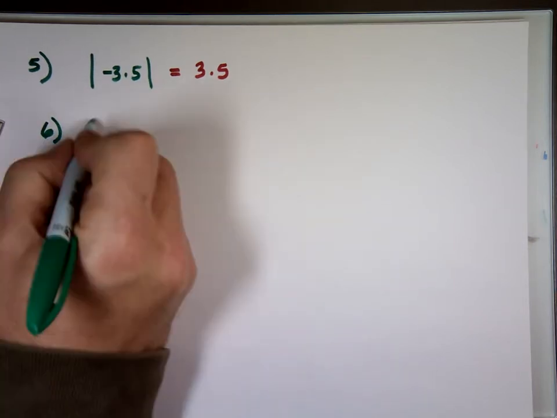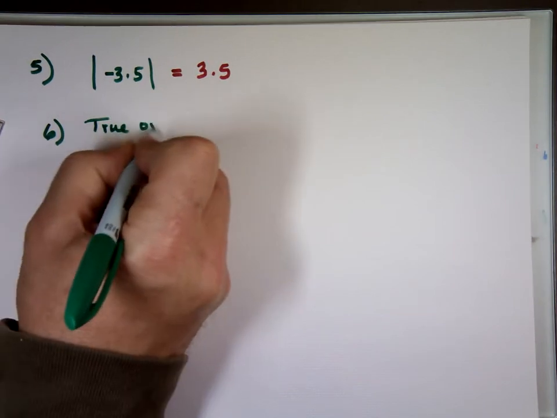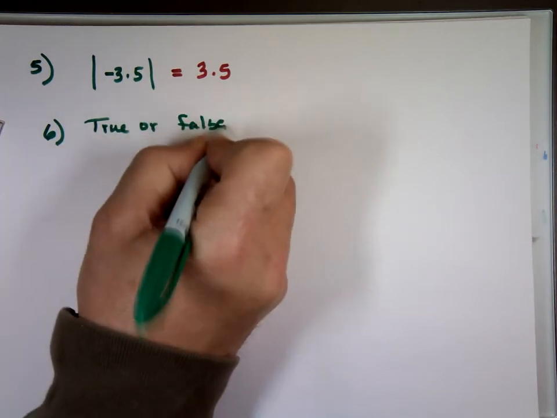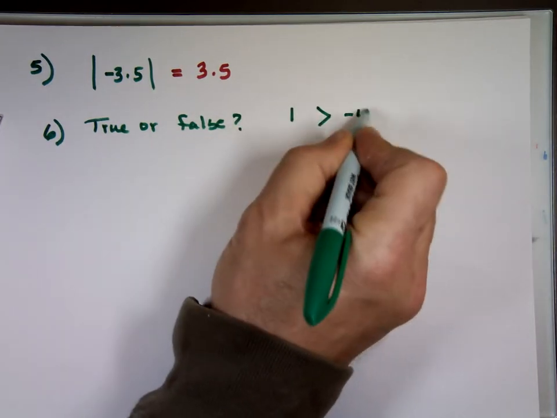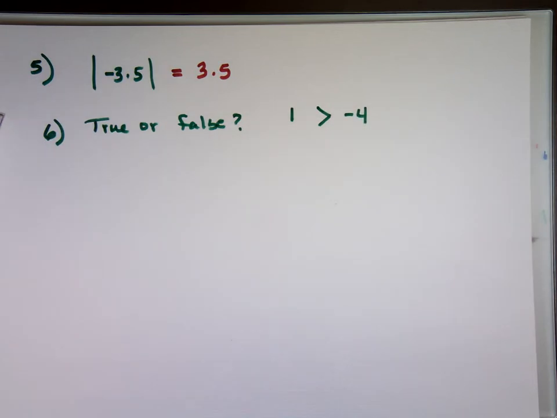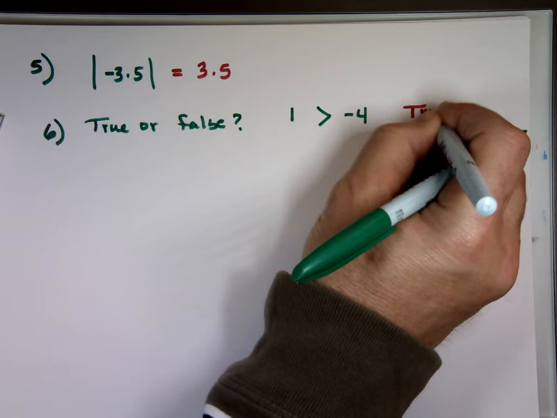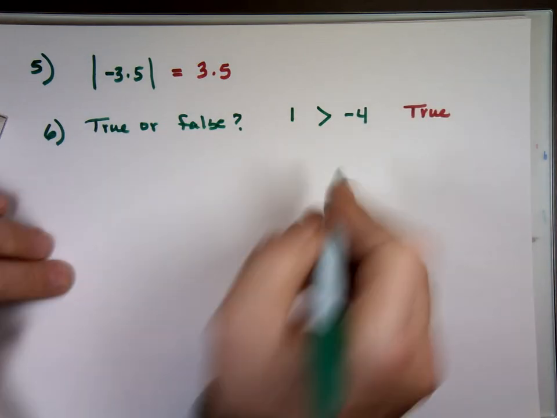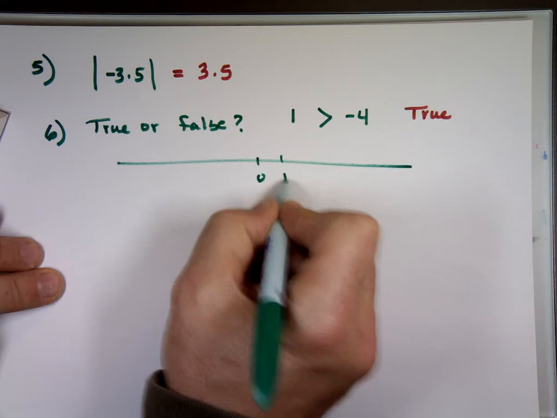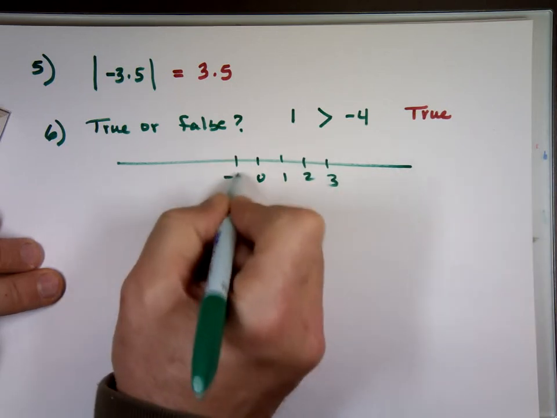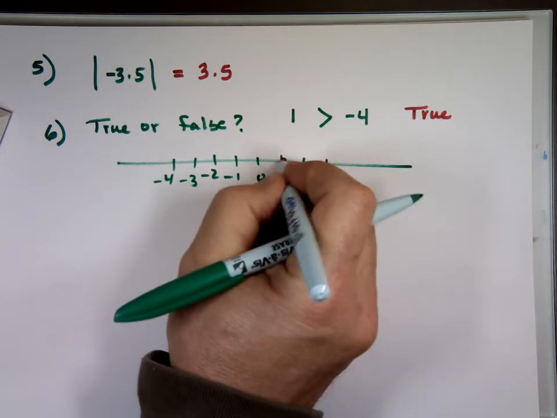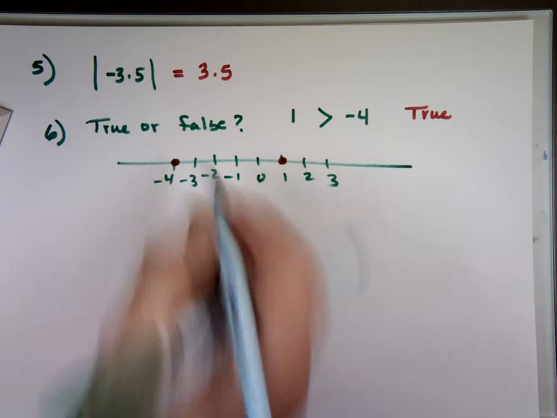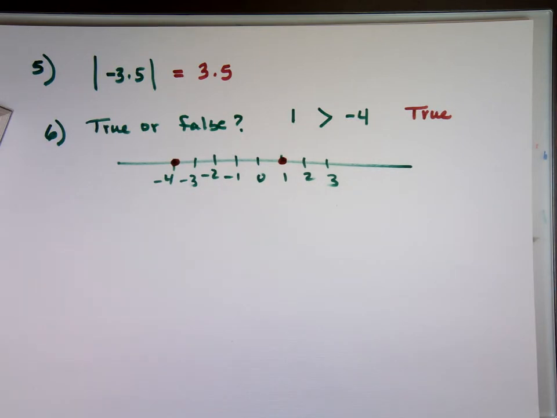Number 6. True or false? One is bigger than negative 4. True. If you remember, you look at the number line. 1, 2, 3, negative 1, negative 2, negative 3, negative 4. The 1 is right here. The negative 4 is here. The number on the right is always bigger than the number on the left. 1 is on the right. It's bigger than negative 4.